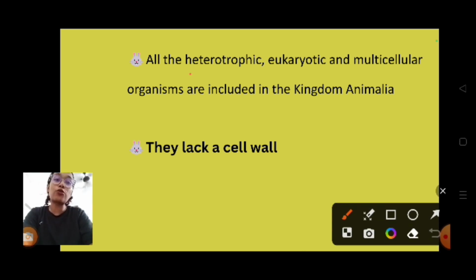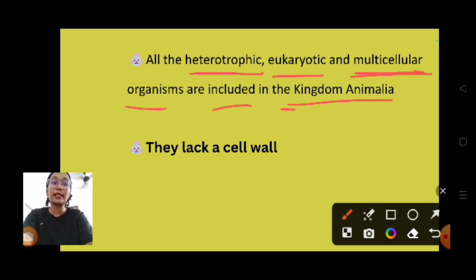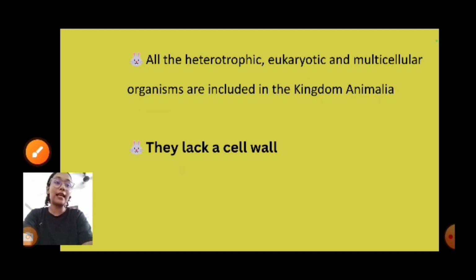They are heterotrophic, means they depend on others for their food. They are not autotrophic. They are eukaryotic, means they have a well defined nucleus with membrane bound cell organelles. They are multicellular organisms, multicellular means many celled. They do not have a cell wall, which is present where? In the plant. Let us see the animal cell.